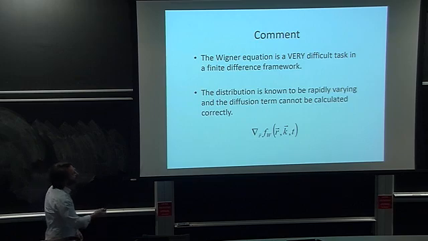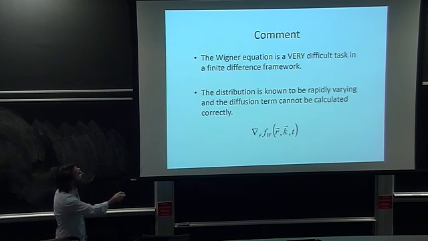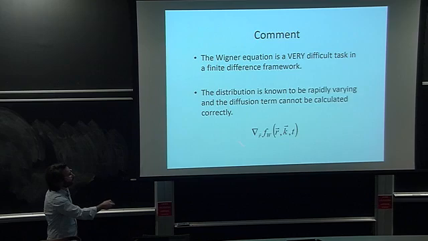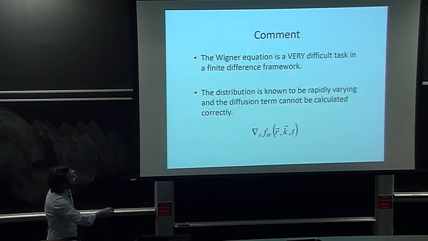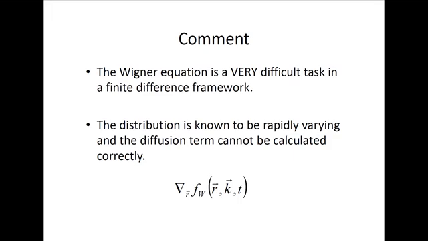The problem with finite differences, and actually you have the same problem with any finite framework, let's say for example, finite element framework, is that this term here that you have in this equation, that we call the diffusion term, cannot be calculated correctly by discretizing it in a finite framework. And why is it like this?